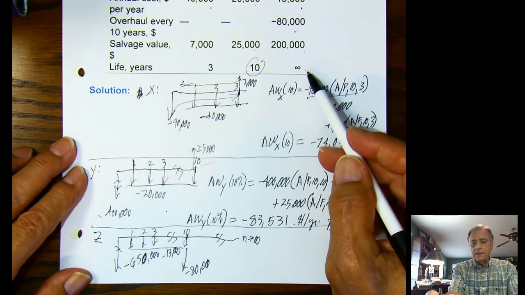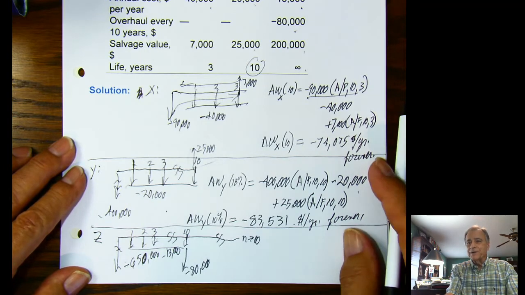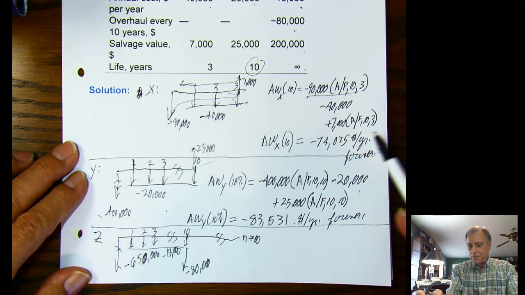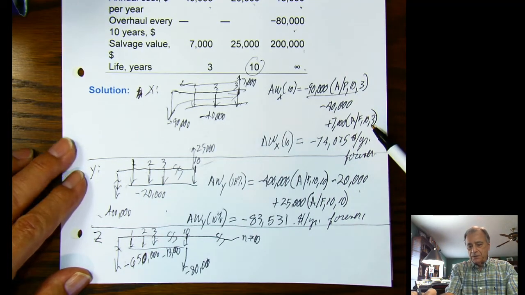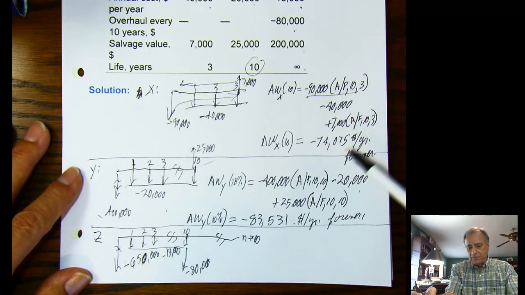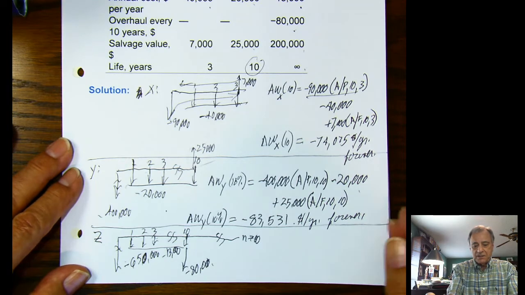Well, if something is worth 200,000 at time infinity, it's worth nothing per year, because you're spreading it over an infinite number of years. So 200,000 is basically going to be divided by an infinite number to spread it out over an infinite number of years. So it's going to be 0.